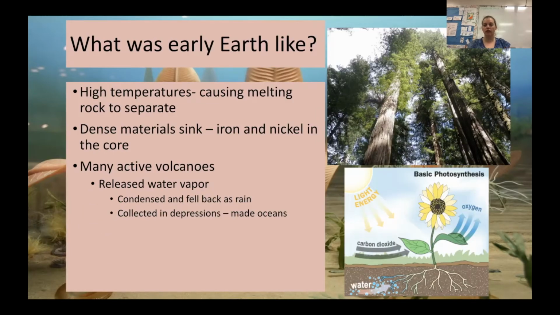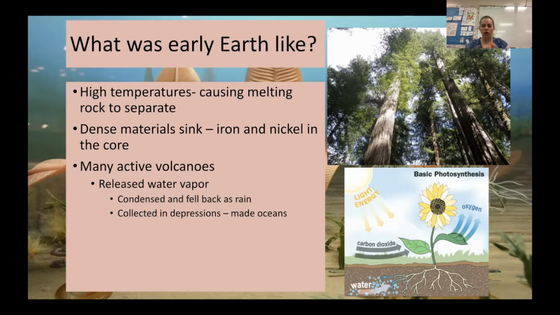So on early Earth, our temperatures were very high, so high that all the rock was just molten lava. So you think of it as a big liquid ball of rock. And being that it was liquid, the dense materials were able to move to the center of the planet, and the lighter ones were able to move to the outside. So we had these density gradients forming, and the iron and nickel were very heavy and sunk to the middle of the planet. So that's what gives us our iron and nickel core.